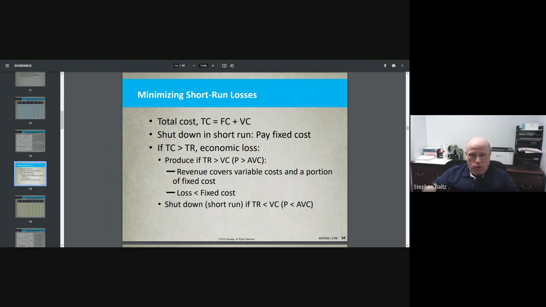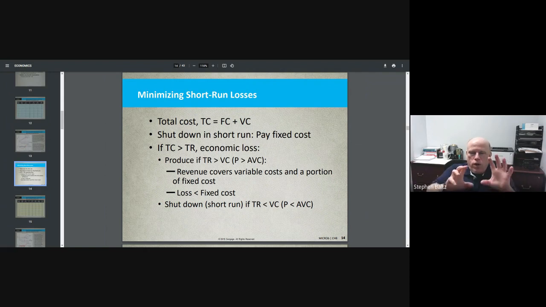You're going to have a fixed resource that you're going to have to pay for, like your plant. And so in the short run, a firm has to pay fixed cost. All right, we talked about that in previous chapters, and in this chapter. So if total cost is greater than total revenue, we know that we're going to experience a short-run economic loss.